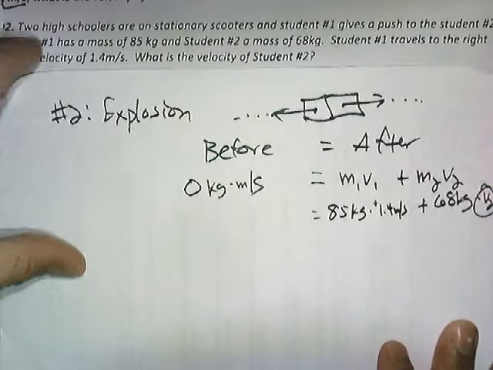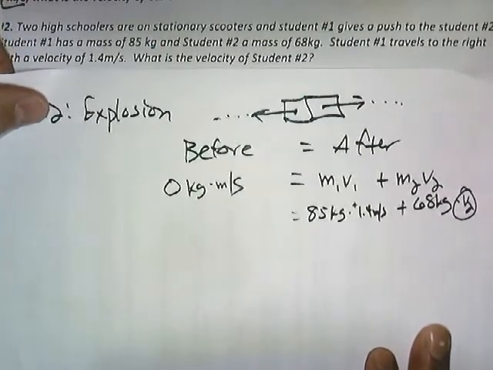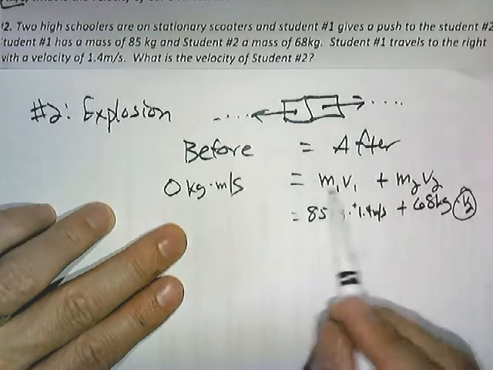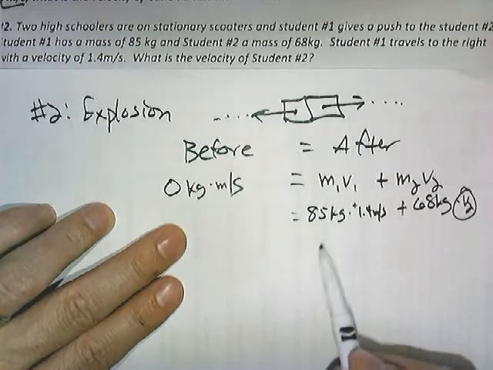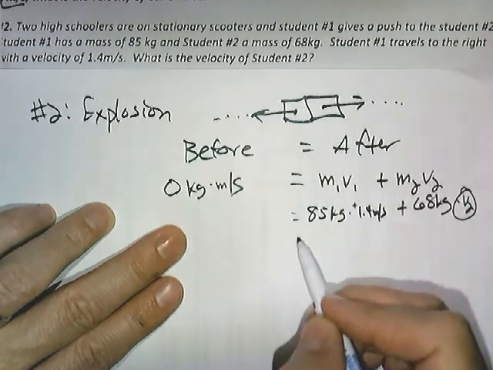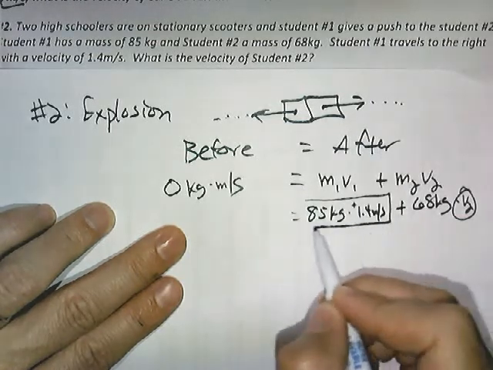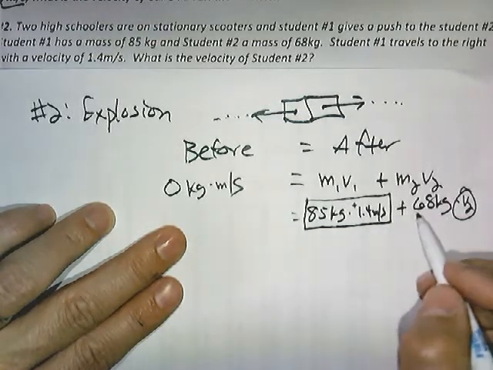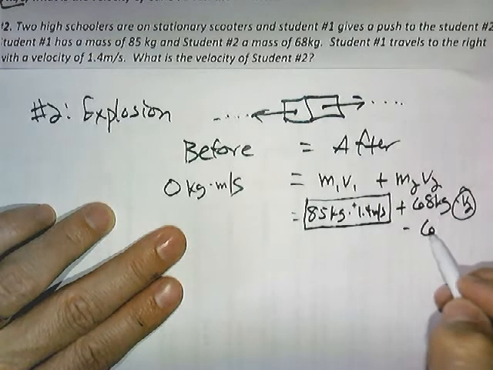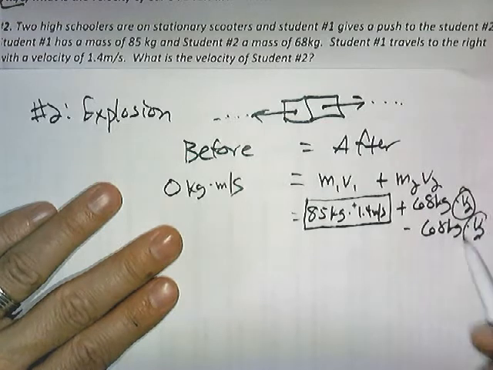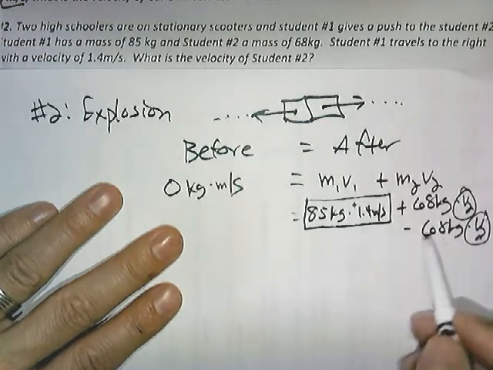Let me scooch this over. So they have to equal 0. I can do this a couple of different ways. I can solve this right here, right now. This is traveling to the right, so I have to keep this positive. So I can subtract 68 kg times V2. Remember, that's what I'm solving for. So I can subtract from both sides.